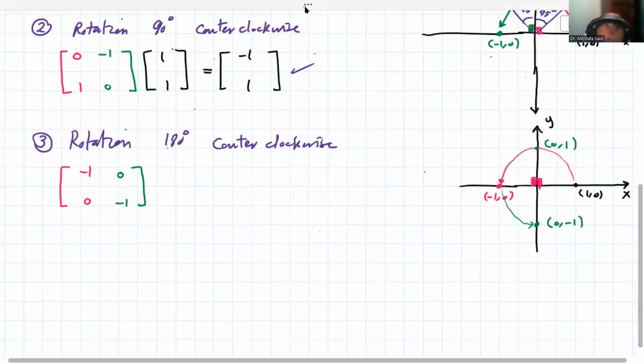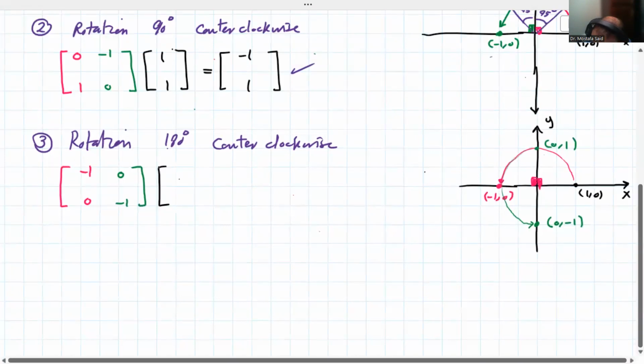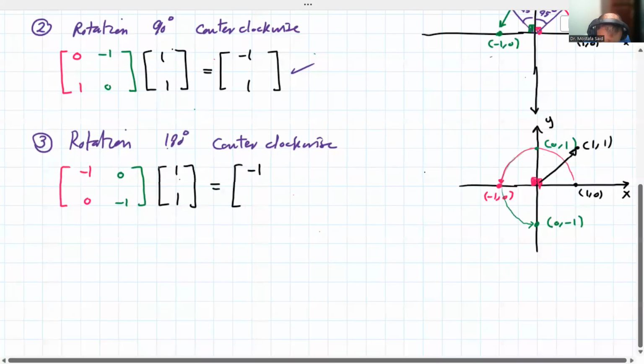Okay. Now we do our multiplication because originally we wanted to transform 1, 1. We multiply this: -1 and 0, 1, 1. This will give us -1. 0 minus 1 and 1, 1 will give you -1. Multiply them together.